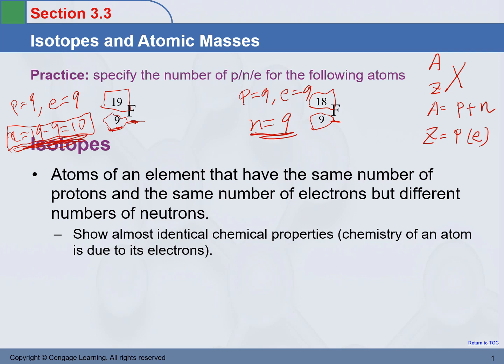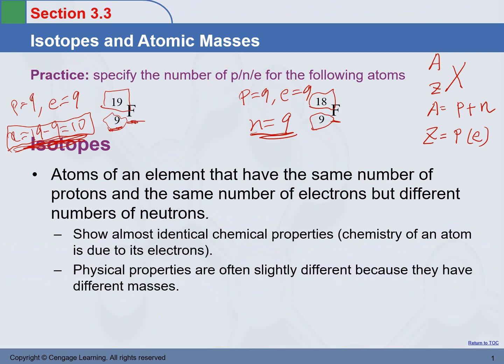Again, the chemistry of an atom is decided by its electrons. Remember, electrons are troublemakers. Physical properties of isotopes are often different because they have different masses. Now, how do we distinguish isotopes? In this case, the first one, we can call fluorine 19. We use the mass number to tell the difference between isotopes. The second one is fluorine 18.